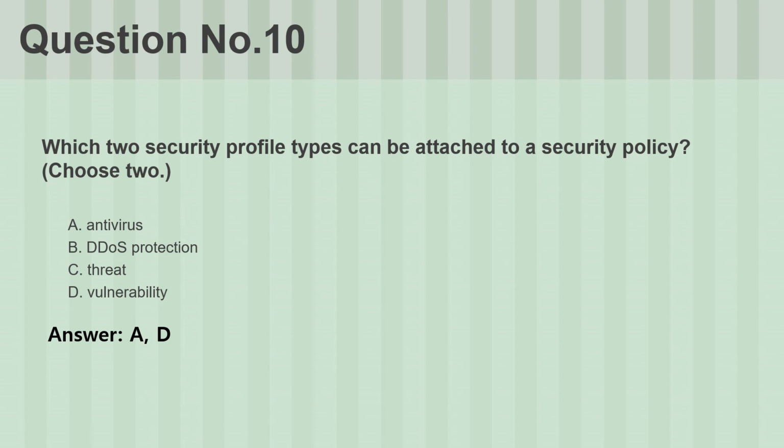Question number 10. Which two security profile types can be attached to a security policy? Choose two. A. Antivirus. B. DDoS protection. C. Threat. D. Vulnerability. Answer. A, D.